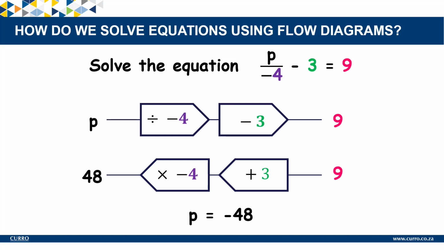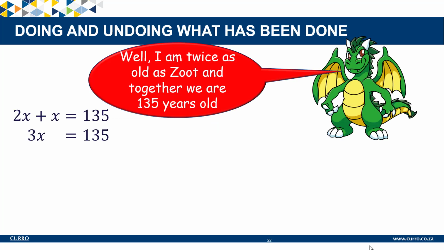Let's check our answer. Negative 48 divided by negative 4 gives me a positive 12. And then if we subtract 3, we get 9. Yippee, we solved p.